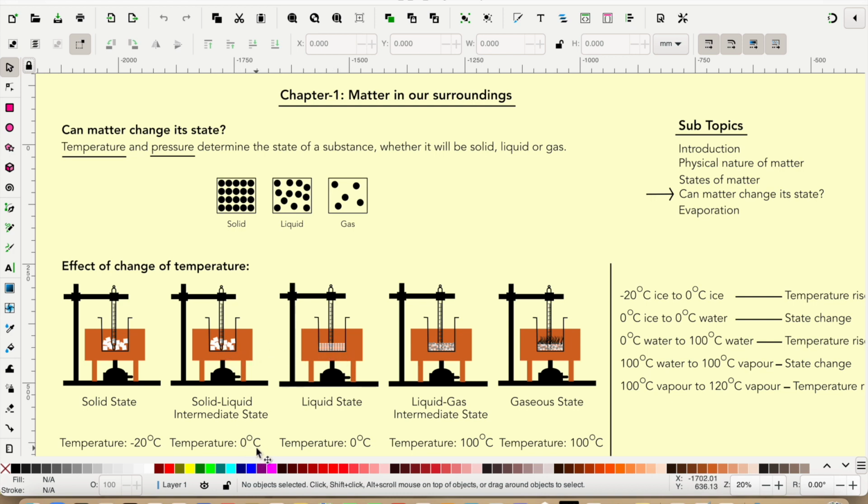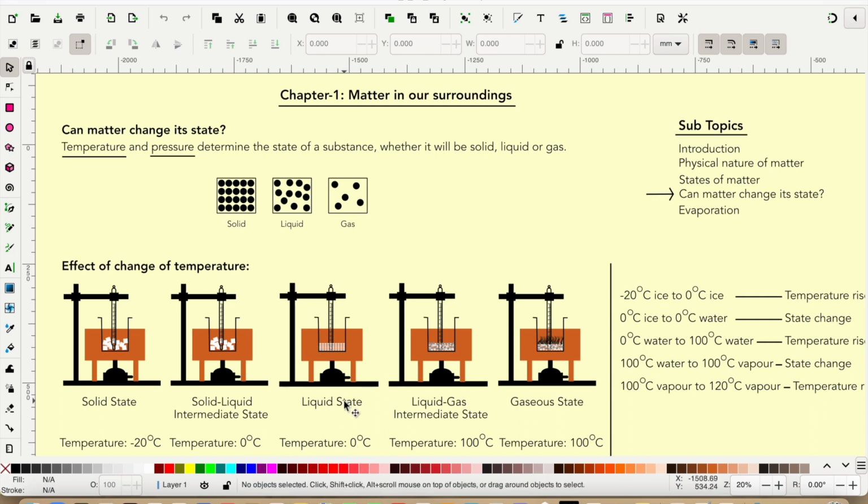By definition, at 1 atmospheric pressure, melting point is that minimum temperature at which solid starts changing to liquid. Temperature remains constant at 0 degrees centigrade till the whole ice melts and changes to water. It means during state change from solid to liquid, temperature remains constant.